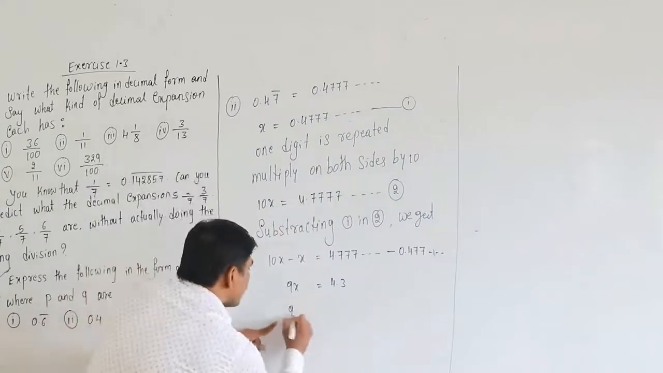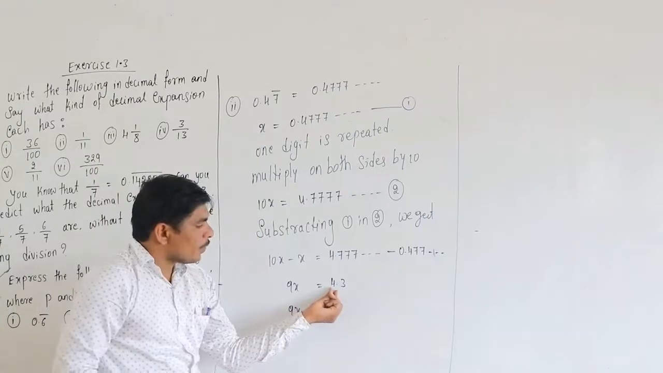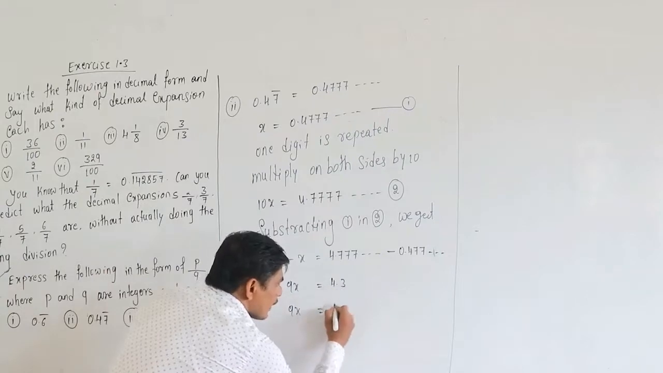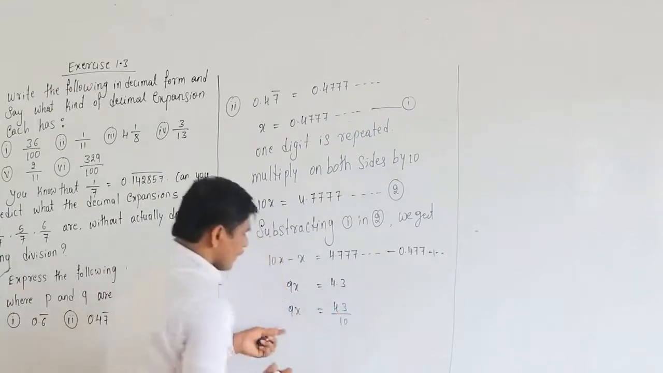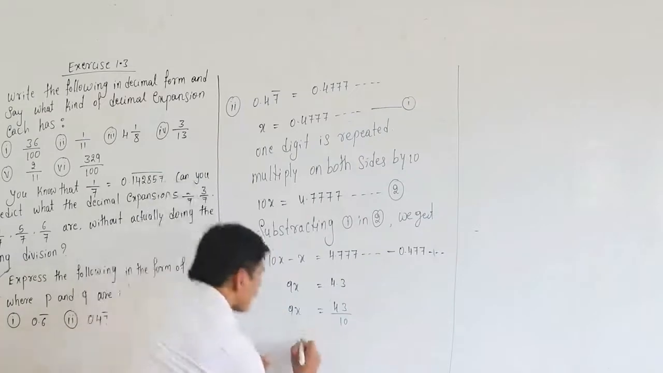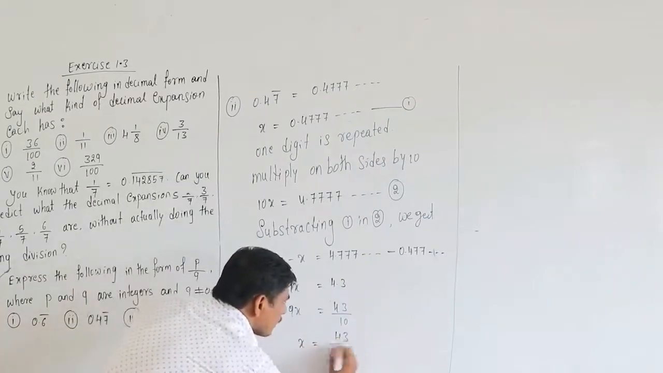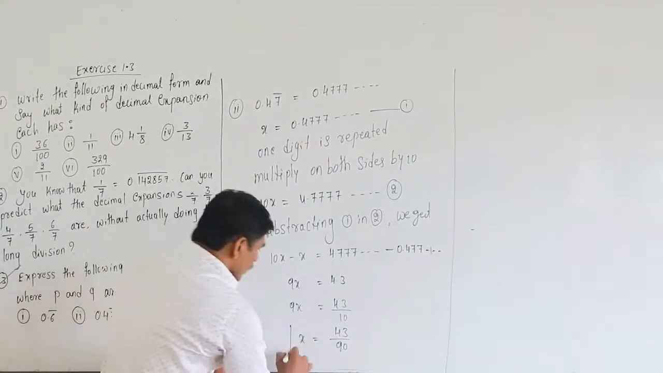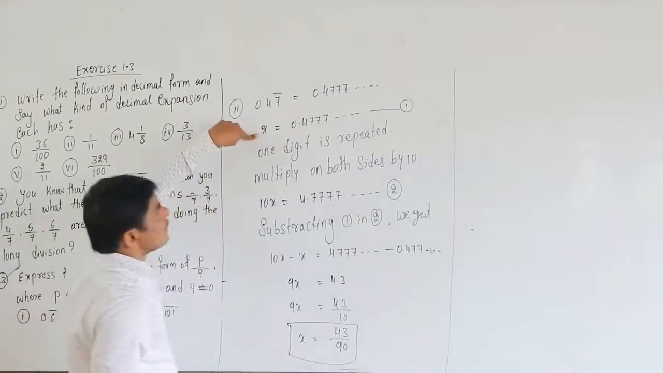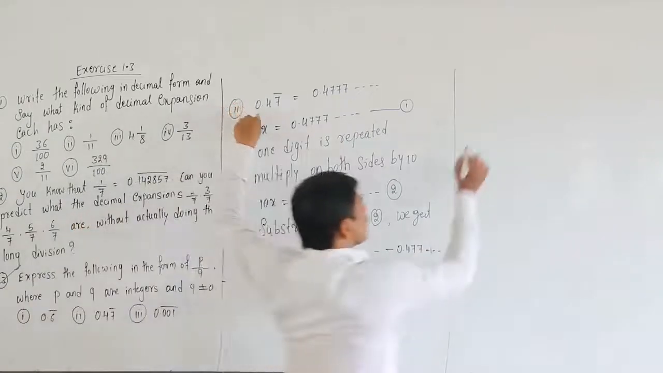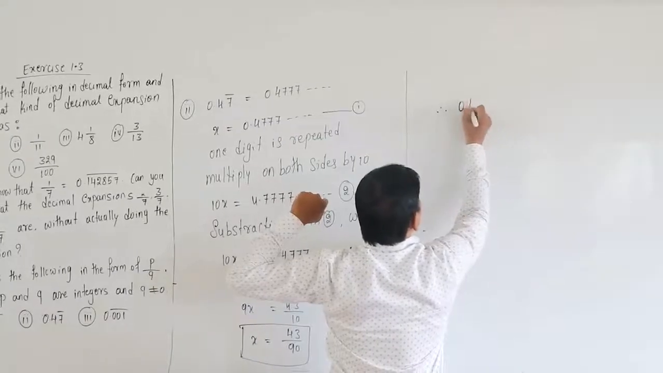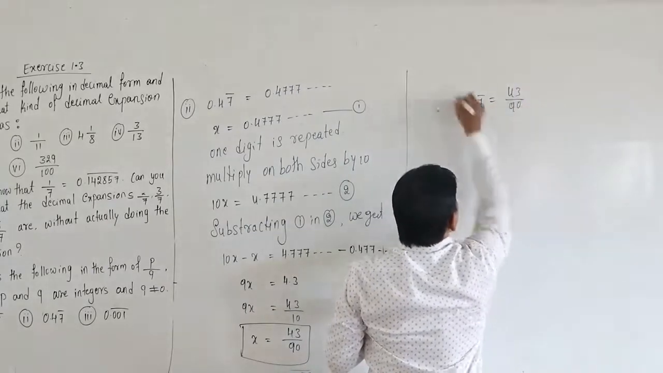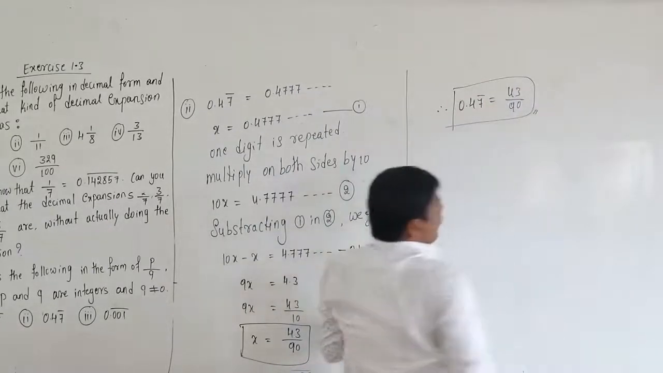Now afterwards, 9x is equal to 4.3, which you have to convert into the form of a rational number. Only one digit after the point, that's why 43 by 10 is formed. Then directly you cross multiply, x is equal to 43 divided by 90, since 9 into 10 is 90. This is the x value. We already considered x as the given number, so therefore 0.47 bar is equal to 43 divided by 90. This is the result of the given problem.